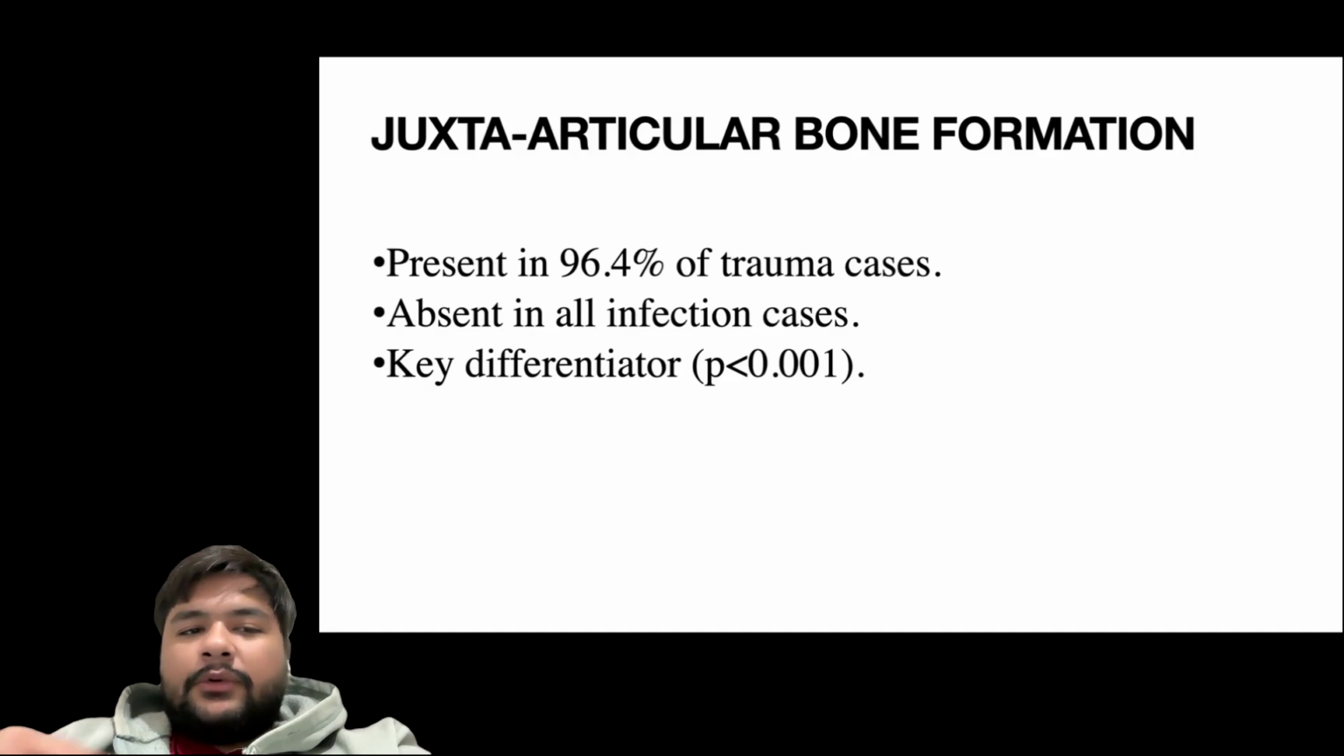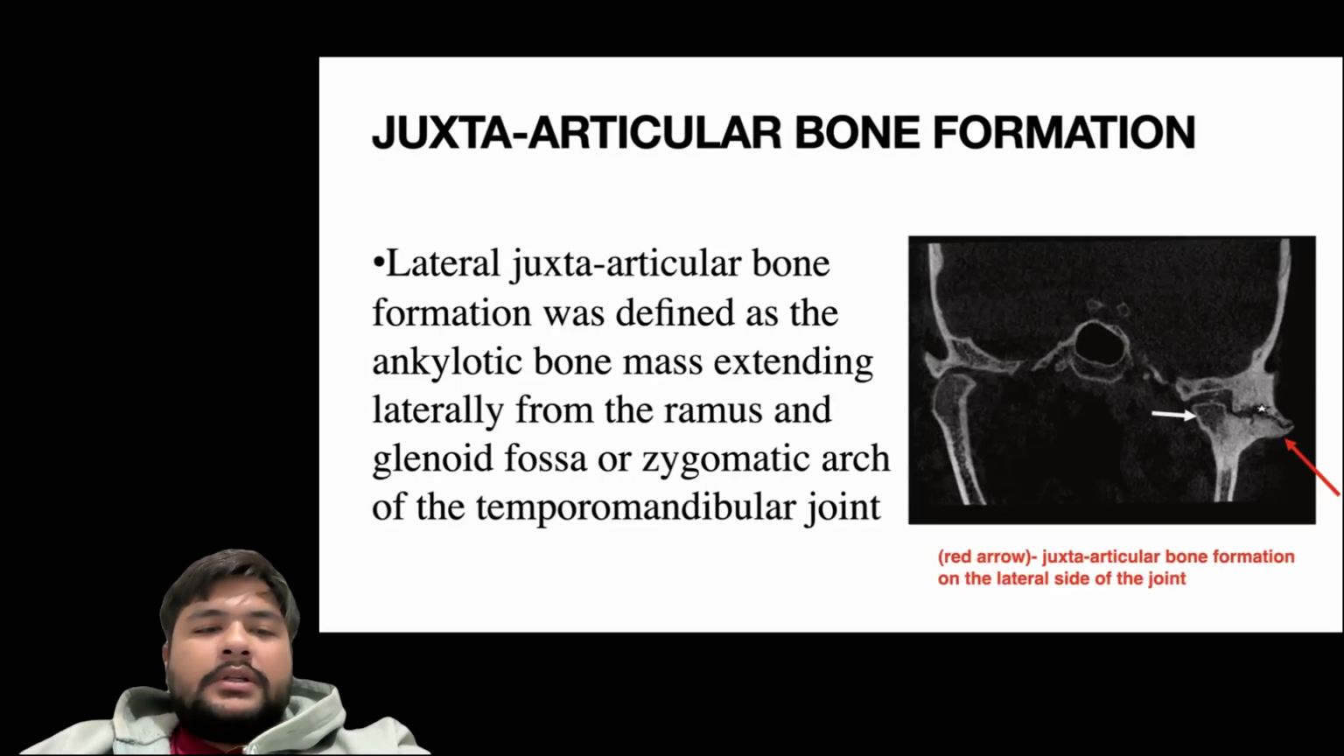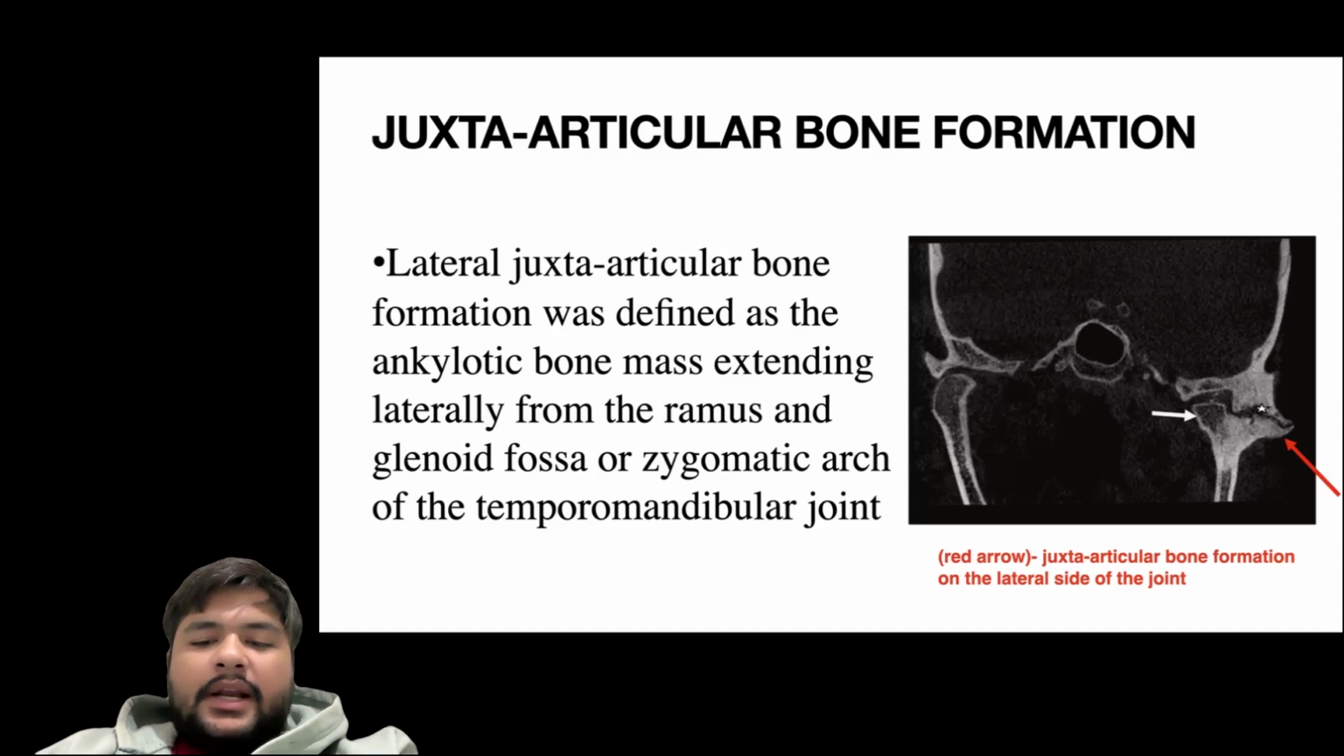Coming to the juxta-articular bone formation, it was present in 96.4% of the trauma cases and absent in all infection cases. So what is the juxta-articular bone formation? The lateral juxta-articular bone formation was defined as the ankylosing bone mass extending laterally from the ramus and glenoid fossa or zygomatic arch of the TMJ. Coming to the red arrow, we can see the juxta-articular bone formation on the lateral side of the joint.